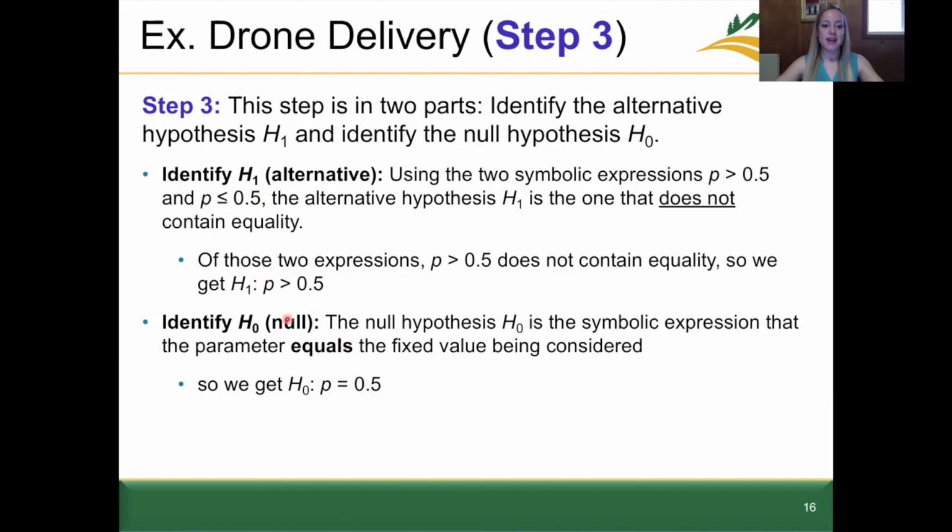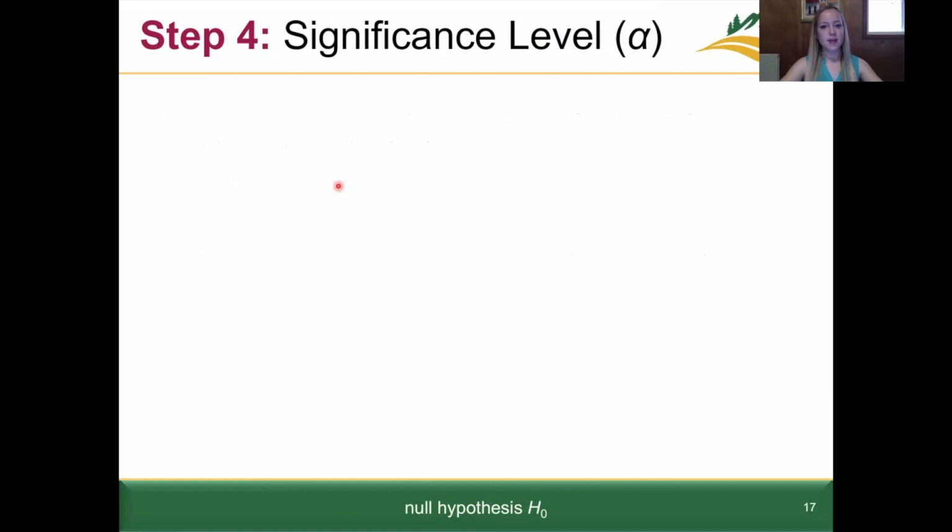Note that we did not use all of our notation. From step 2, we didn't end up using this P is less than or equal to 0.5 in determining what's our alternative and what's our null hypothesis. Okay, so keep that in mind moving forward, how we went from step 1 to step 2 and now to step 3 in figuring out our different hypotheses. Let's talk about step 4 now.